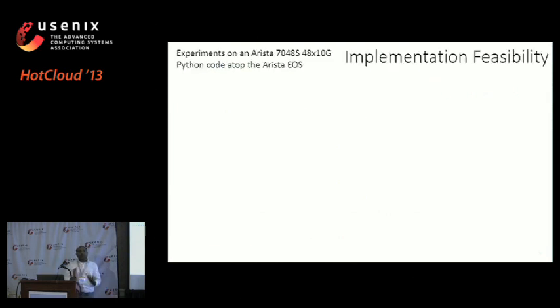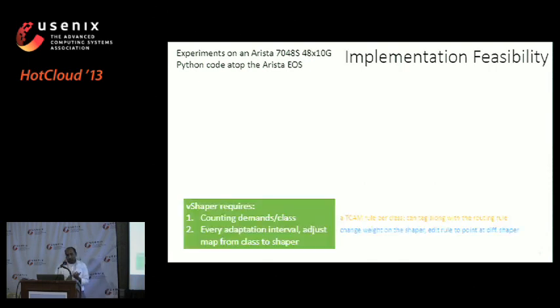To check whether or not we can actually implement something like this, we ran Python scripts on top of an Arista EOS shell. It's a 7048S switch. At some level, all VShaper requires is these two things. It has to count the demands per class. It has to count how much traffic there is per class. And every adaptation interval, it has to adjust which class goes to which shaper and maybe configure that shaper. So for the first one, what we do is we put a TCAM rule, like I told you in the past. And for the second one, we change the weights on the shaper and change the mapping.